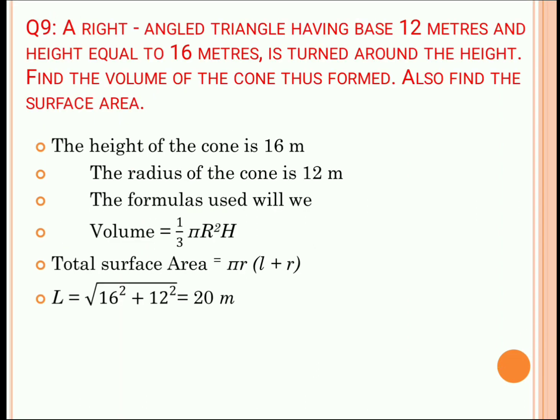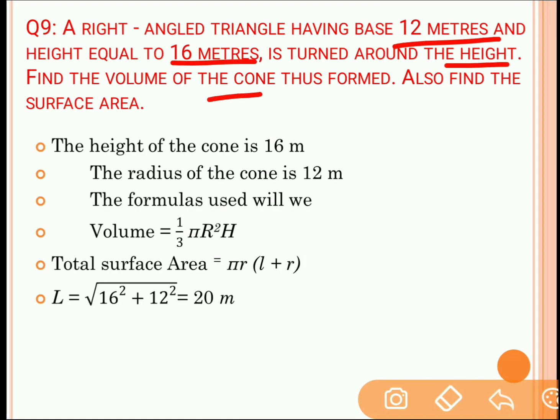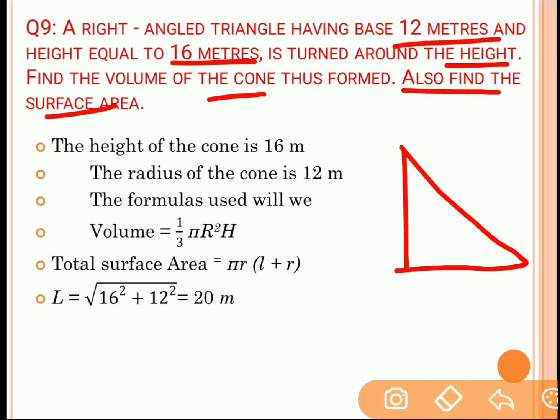Next problem, question number 9. The right angle triangle having a base of 12 meter and height equal to 16 meter is turned around the height. Find the volume of the cone thus formed and also find the surface area. Now this is a right angle triangle. In the right angle triangle the base is of 12 meter and the height is of 16 meter.